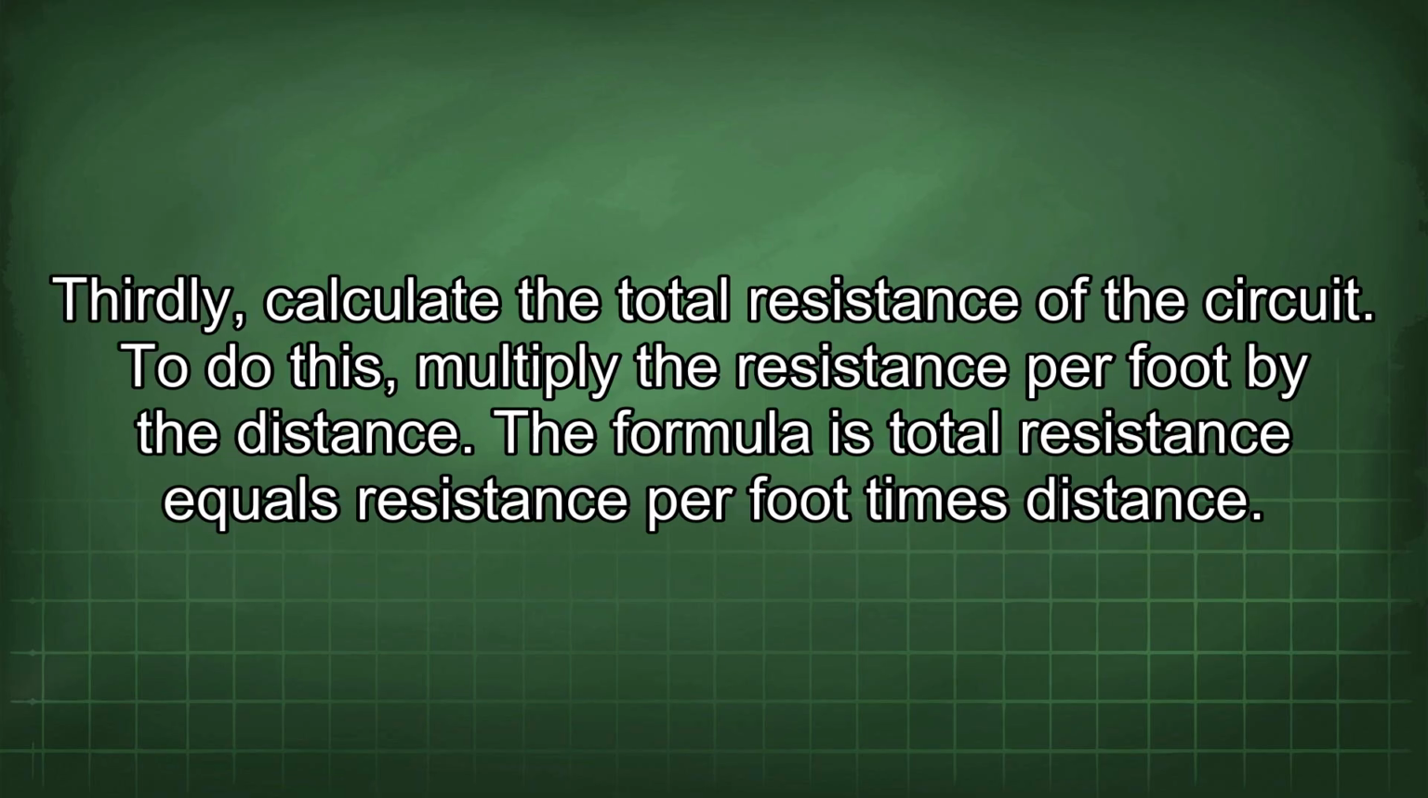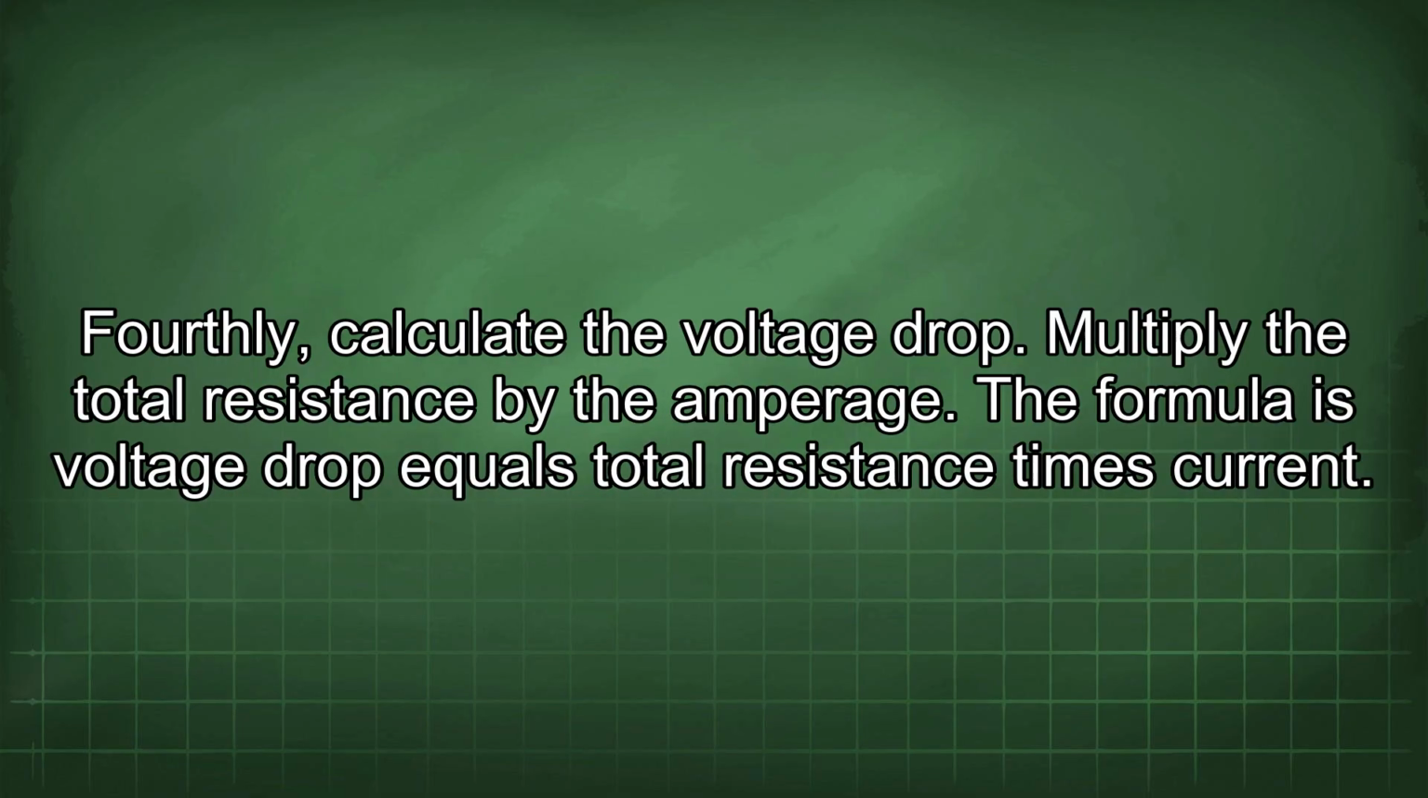Thirdly, calculate the total resistance of the circuit. To do this, multiply the resistance per foot by the distance. The formula is total resistance equals resistance per foot times distance. Fourthly, calculate the voltage drop. Multiply the total resistance by the amperage. The formula is voltage drop equals total resistance times current.